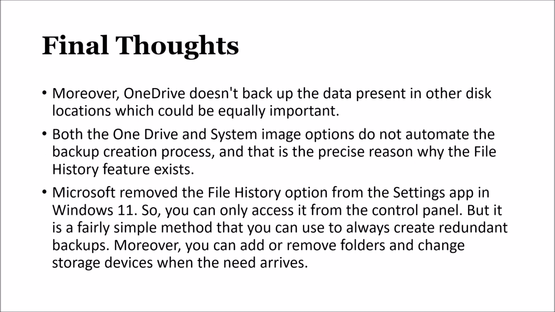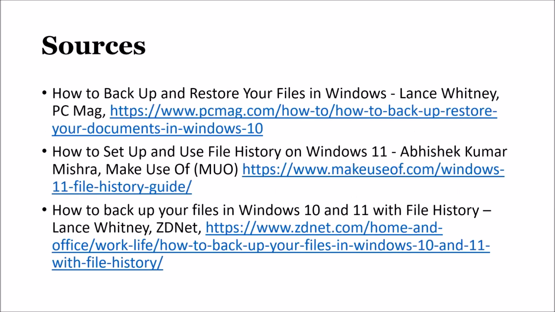Both OneDrive and system image options do not automate the backup creation process, and that is the precise reason why the File History feature in Windows exists. Lastly, Microsoft removed the File History option from the Settings app in Windows 11, so you can only access it from the Control Panel. But it is a fairly simple method that you can use to always create redundant backups. Moreover, you can add or remove folders and change storage devices when the need arises.